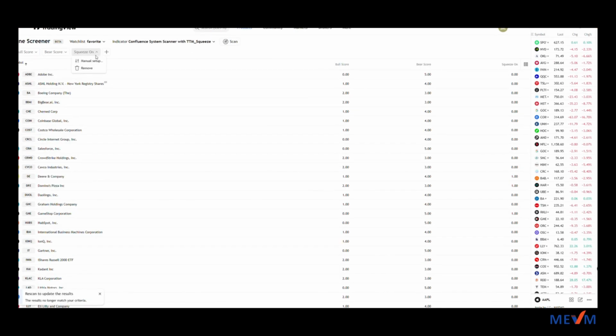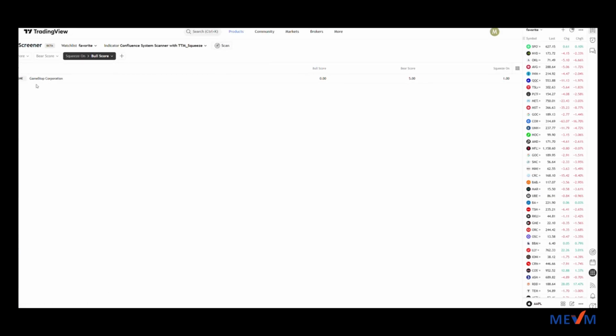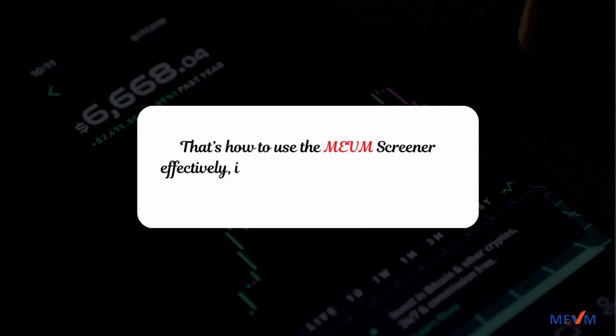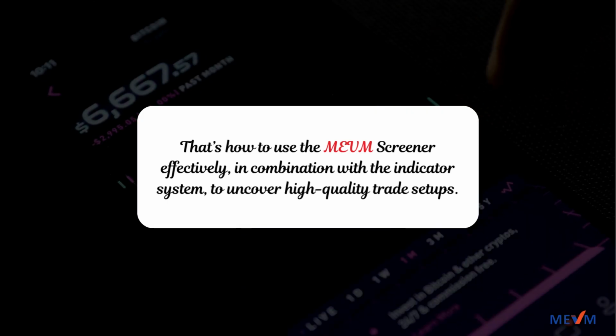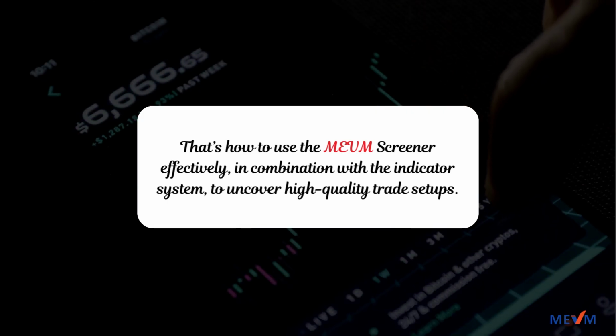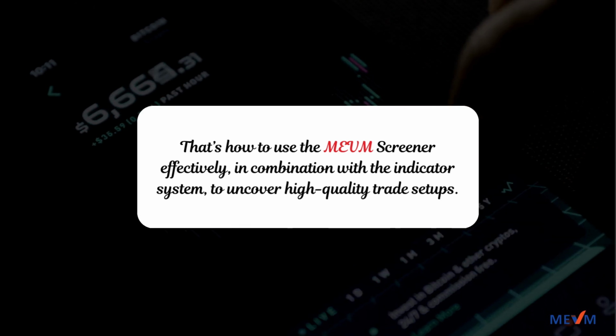If your focus is specifically on squeeze setups, you can apply filters like the bull score. Then you click Scan, and the system will return only those meeting the criteria. Sometimes just one symbol meets the squeeze condition, which is a signal worth watching. You can also build more advanced logic by setting the squeeze on above or below the bear score. That's how to use the MEVM screener effectively, in combination with the indicator system, to uncover high-quality trade setups.